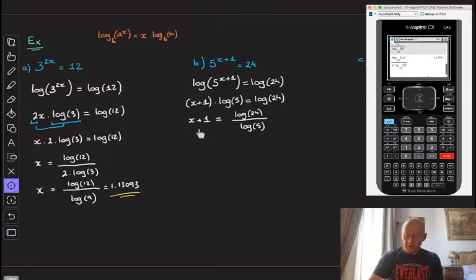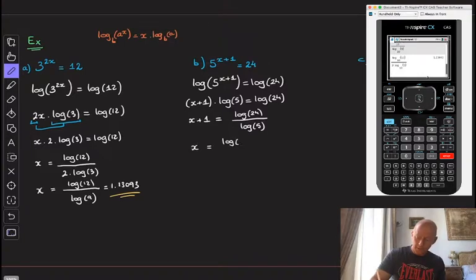I'm nearly there. All I have to do now to isolate x is get rid of this 1. And this 1 is being added on the left-hand side, so to get rid of it, I subtract 1 from both sides. That leads to x equals log of 24 over log of 5 minus 1. Yeah?